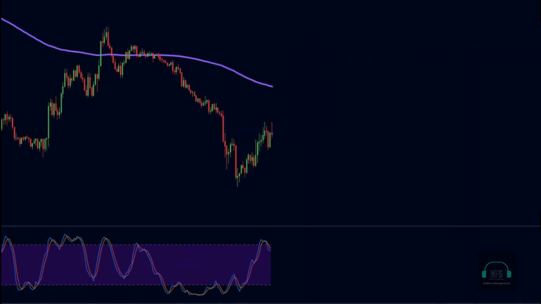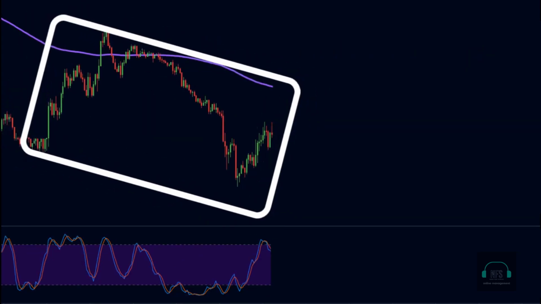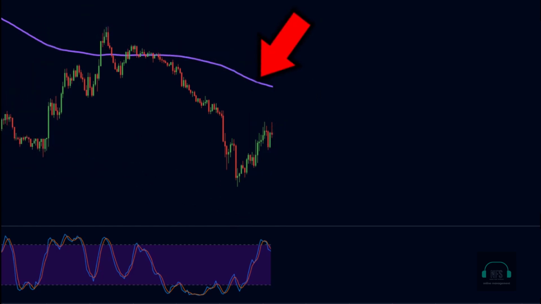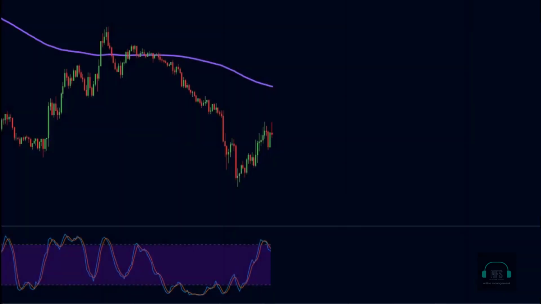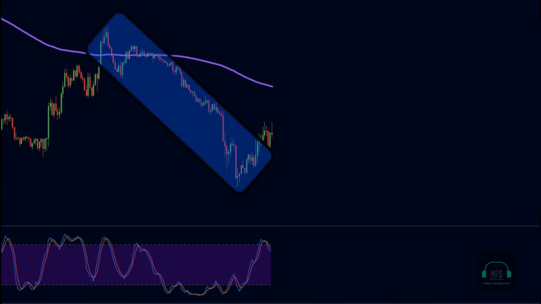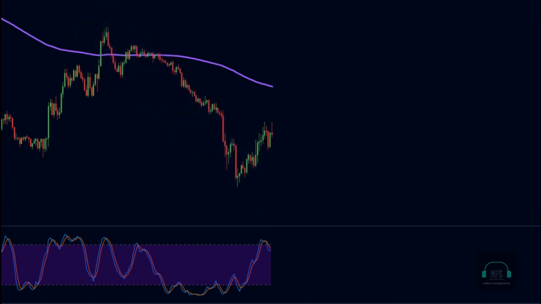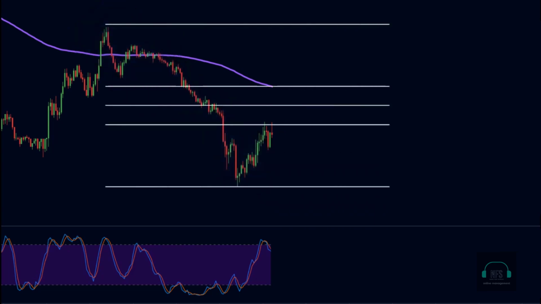Now let us look at a sell trade. Here we can see that the price is below the 200-period EMA, and the EMA is sloped downwards. This indicates that the price is in a downtrend. We will only look at selling opportunities. After identifying the trend, we will identify the recent impulsive move and plot the Fibonacci retracement level. Here is the recent impulsive move. We connect the high and low of this move to plot the Fibonacci levels.